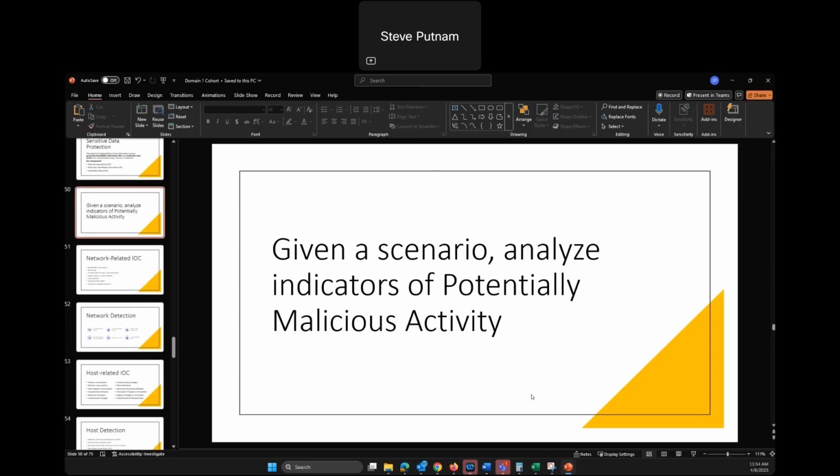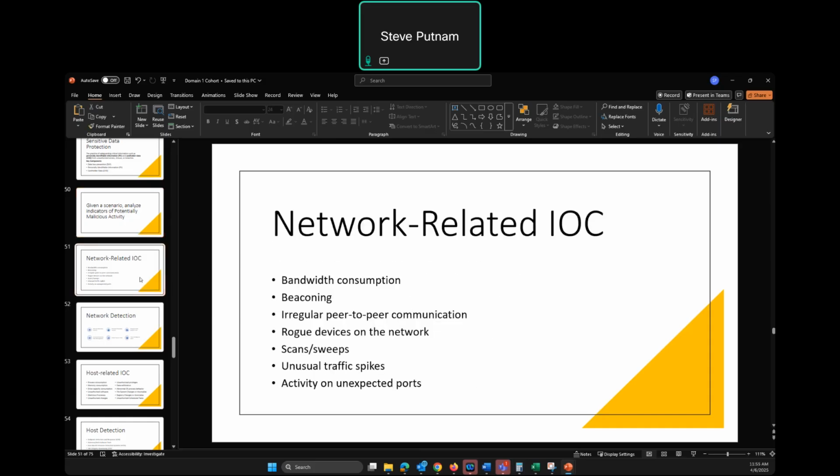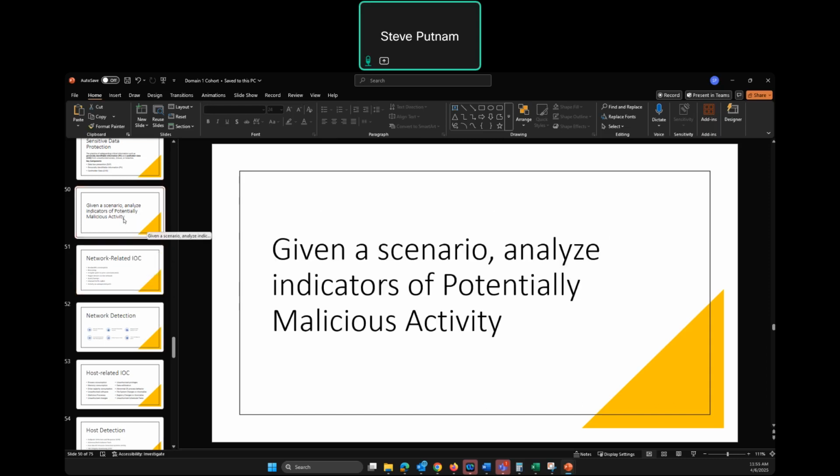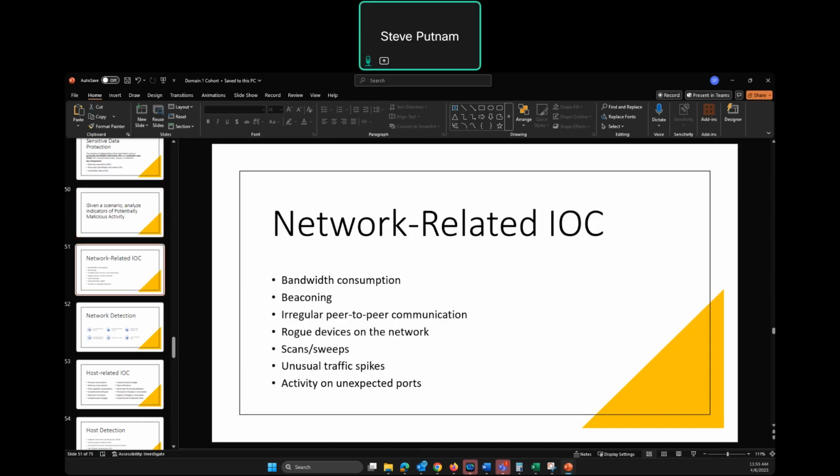So, given a scenario, analyze indicators of potential malicious activity. Normally in the live cohort, we will talk about this, but we can move on to the next scenario, and I will post the questions and answers with the recording. But if we look through these slides, let's look at some of the potential malicious activity and how we can look at it. So, network-related IOC, indicator of compromise.